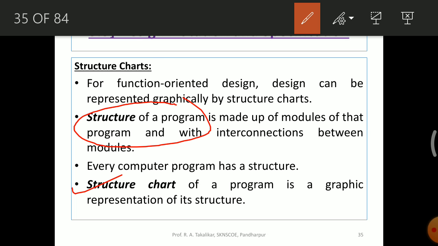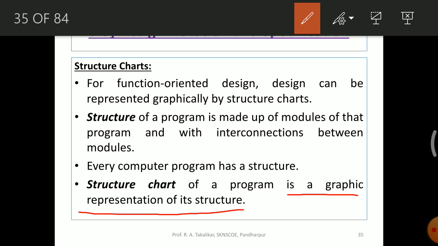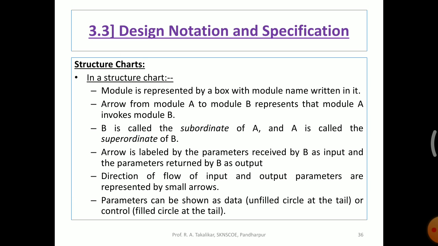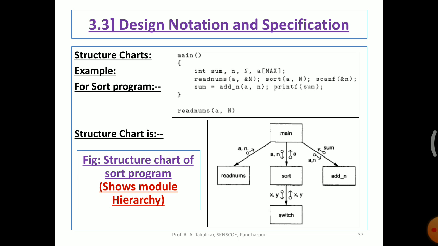So with these basics, we have seen that every particular program will have its own structure, and the structure chart of a program is nothing but a graphic representation of its structure. Means the program has got a structure, and that structure can be graphically represented by using the structure chart. So that was about the structure chart. With the example, we have seen the structure chart of a sort program. We have seen this example in the class already.